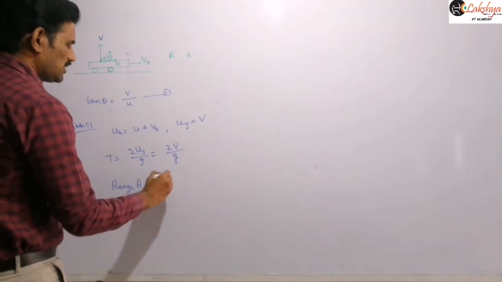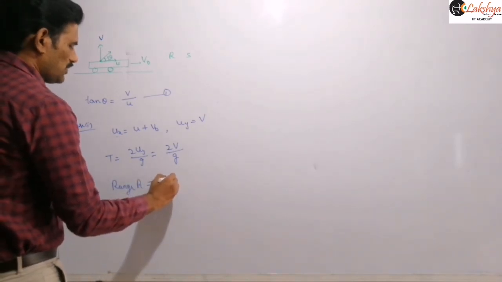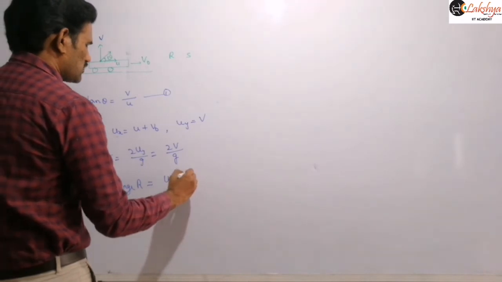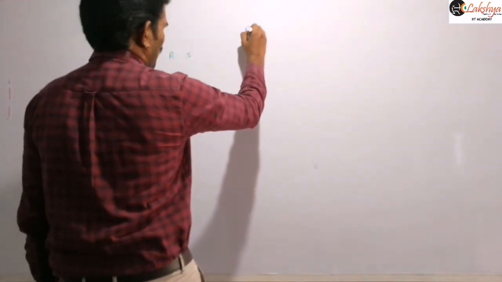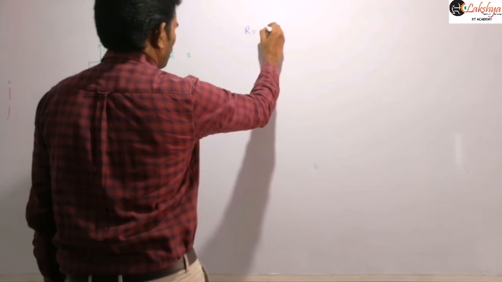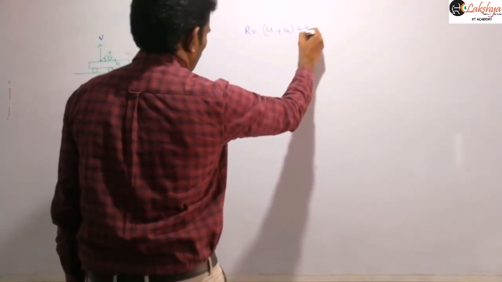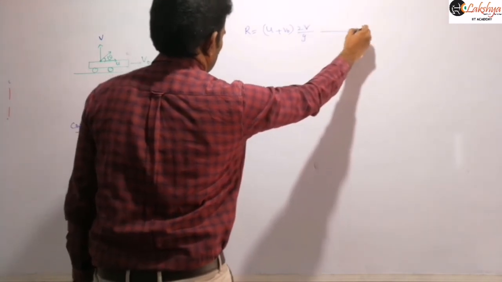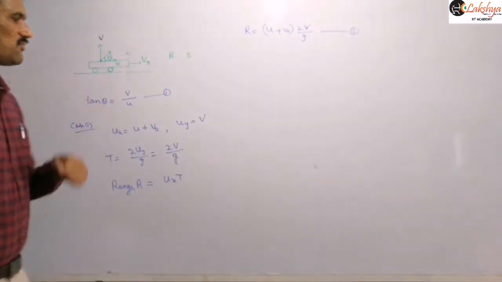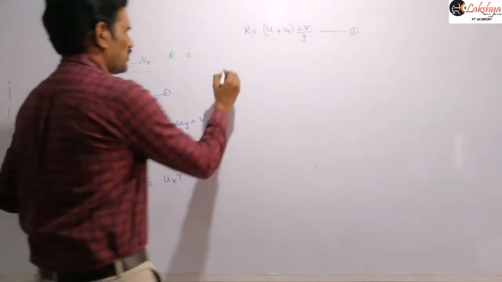And the range is nothing but Ux into T. So I can write R is equal to Ux, which is U plus V naught, into 2V by g, right? Let's suppose this is equation 1. So that is our first case, when the object is projected forward.